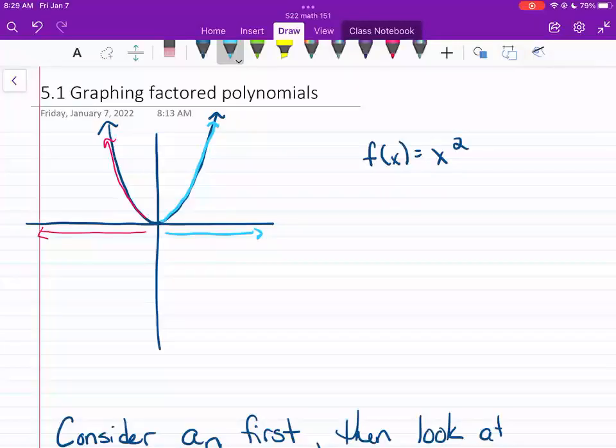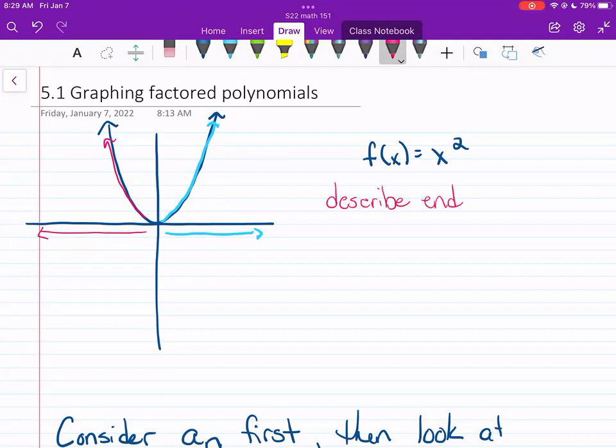It's important for you to be able to graph factored polynomials. Before we get into more complex ones, I want to look at one that you should be very familiar with: f of x equals x squared. And what you need to be able to do is describe end behavior. By that, what I mean is, do the right side and the left side go up or down?